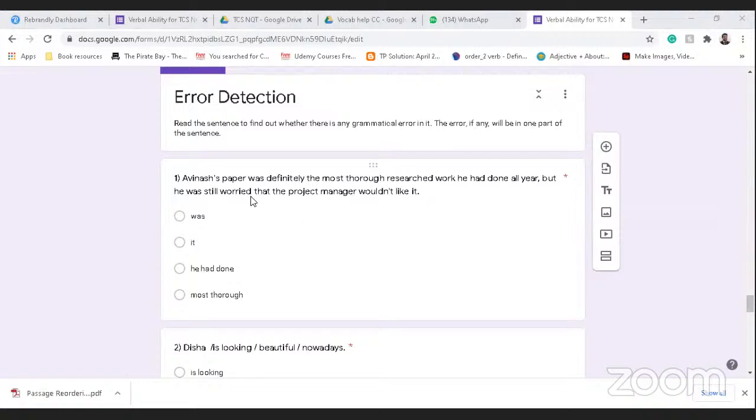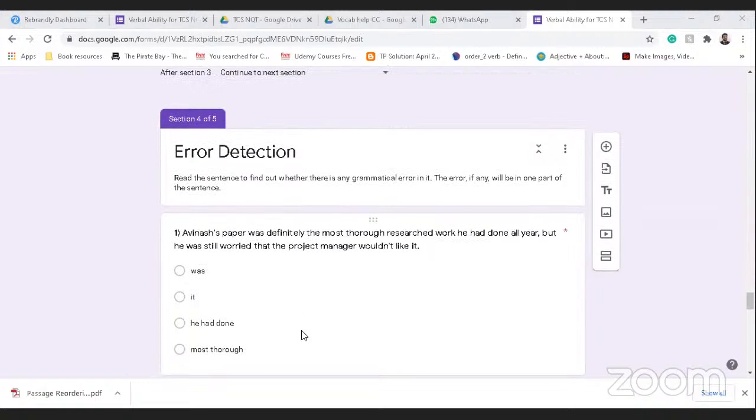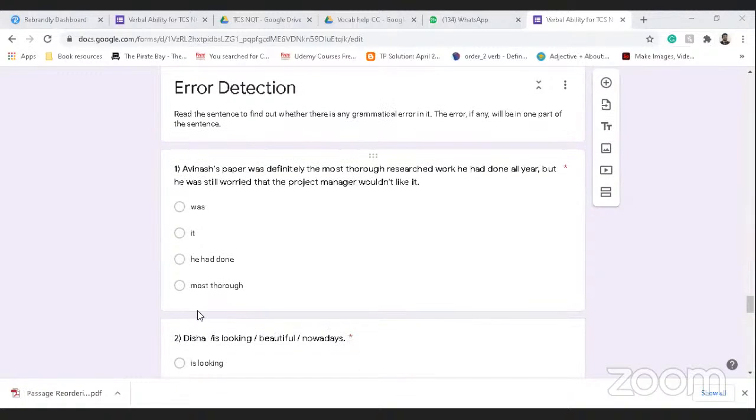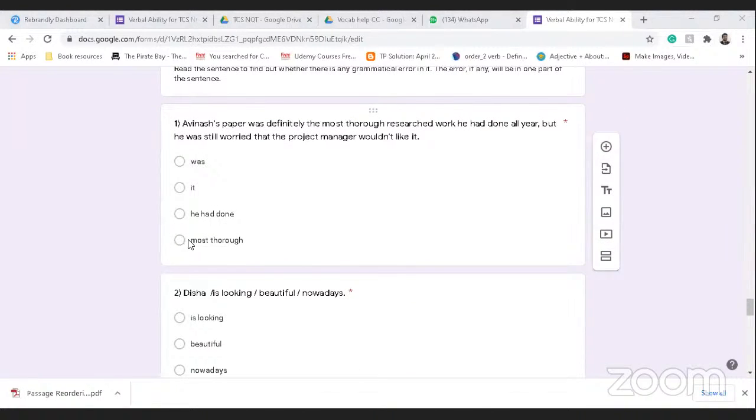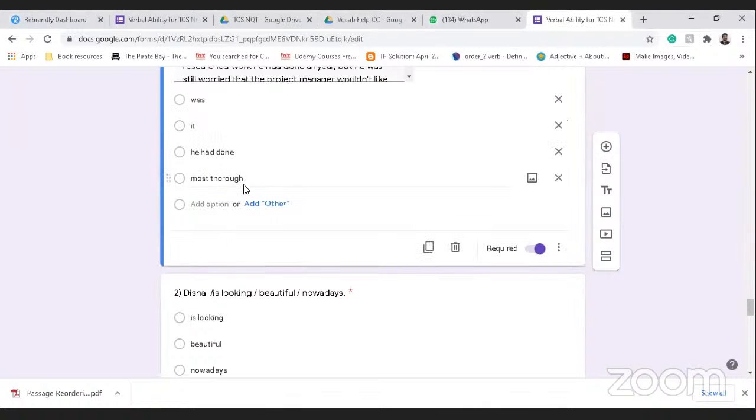Okay, most is right. Okay, let's look at it. Avinash's paper was definitely the most. That much is right. But look at the verb researched. Researched is a verb and we use an adverb to qualify a verb, right? So thorough should not come, it should be thoroughly. So the answer is D. Most thorough should not be there, most thoroughly should be. So the mistake is over here.